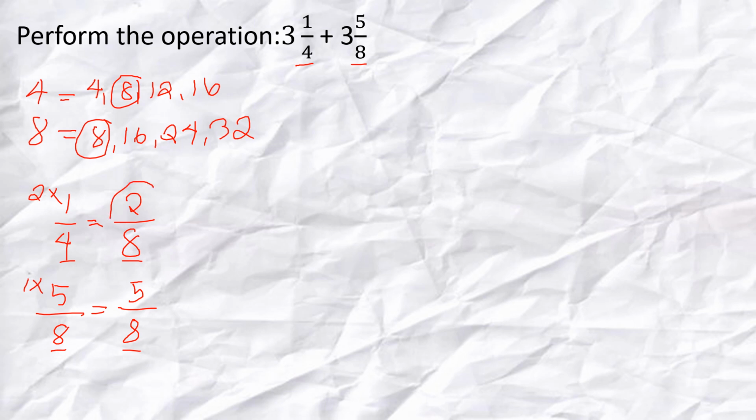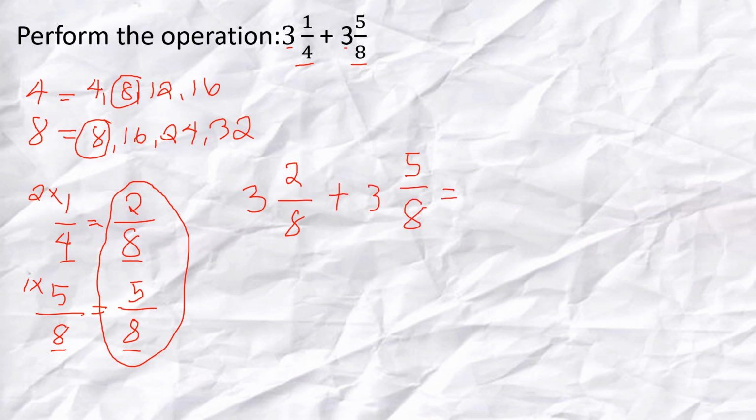Now, since we have the similar fractions here, we can now add the two mixed numbers. So get the whole numbers. So we have 3 and 2 over 8 plus 3 and 5 over 8. First, you have to add the whole numbers. 3 plus 3 is 6, followed by the fractions. 2 plus 5 is 7, and then just copy the denominator. Since 7 over 8 is already in the simplest form, this is now our final answer: 6 whole and 7 over 8.